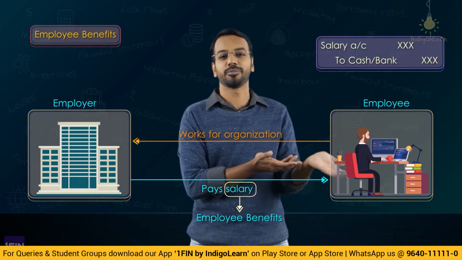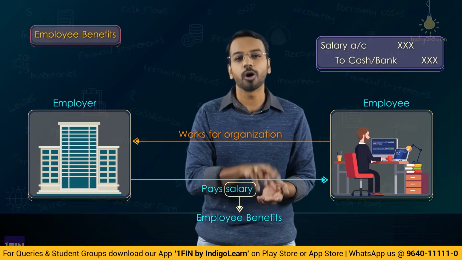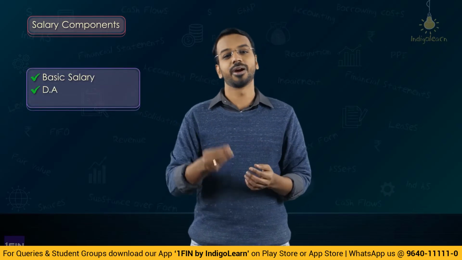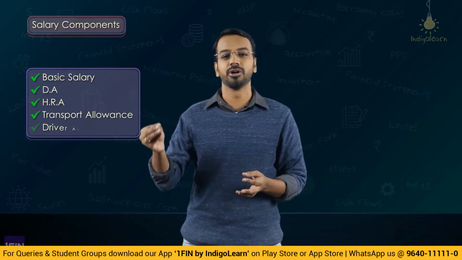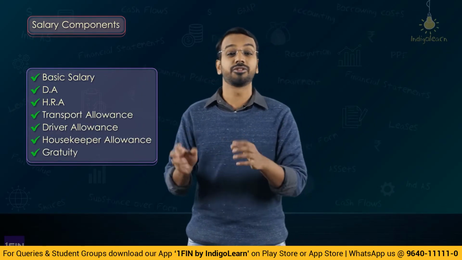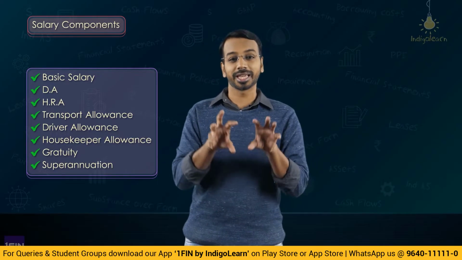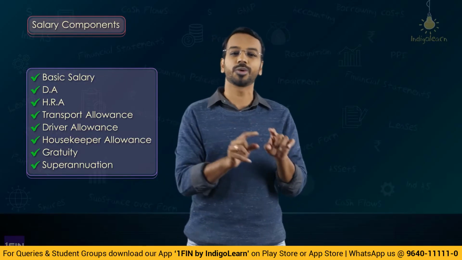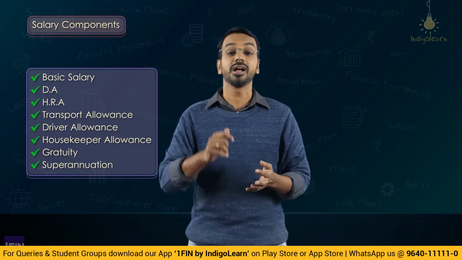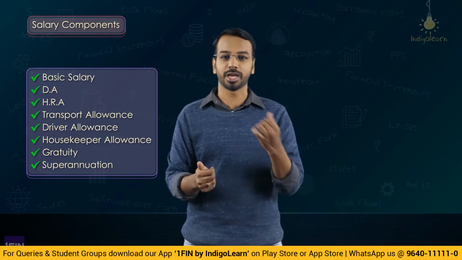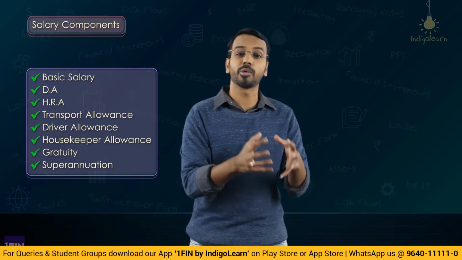Salary account debit to cash or bank. I wish it was so simple. But there are lots of aspects to these employee benefits. If you can recall what you learned in income tax at your CA inter level, income under the head salaries, there were so many components as a part of salary. Not only basic salary, you had dearness allowance, house rent allowance, transport allowance, driver allowance, housekeeper allowance, gratuity, superannuation, so many components. That is where breaking down these components, understanding them and how to account for them becomes very important. It's not just a monthly fixed payment made by the employer to the employee. There are many components which can form a part of this salary.